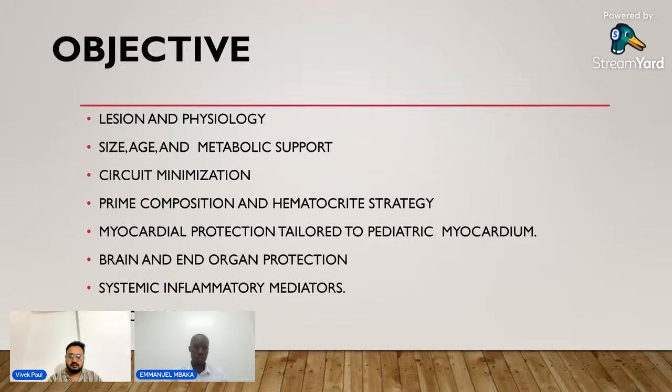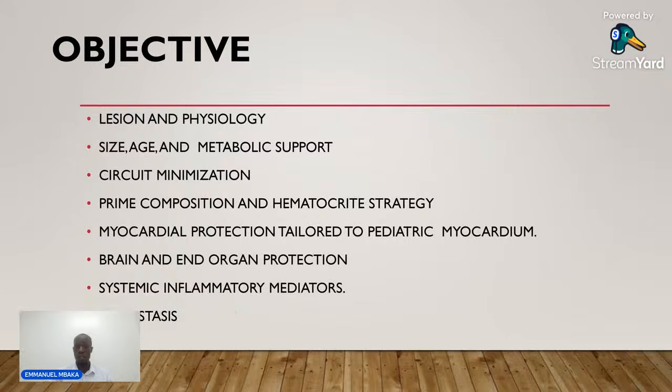So let me go through the objectives we'll have in this presentation. We're going to talk about lesion and physiology. We're going to talk about size, age, and metabolic supports. It's very important. We'll talk about circuit minimization, prime composition and hematocrit strategy, myocardial protection tailored to pediatric myocardium, and brain and end organ protection. We'll talk about systemic inflammatory mediators, and last but not least, we'll talk about hemostasis. Next slide.